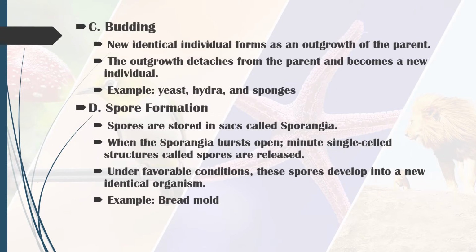Okay, another one is budding. So a new identical individual forms as an outgrowth of the parent. The outgrowth detaches from the parent and becomes a new individual. So for example, we have yeast, hydra, and sponges.